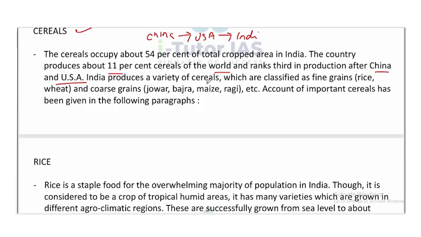India produces a variety of cereals which are classified as fine grains, that is rice and wheat, and coarse grains, that is jowar, bajra, maize, ragi, etc. Account of important cereals has been given in the following paragraphs. Now, rice.